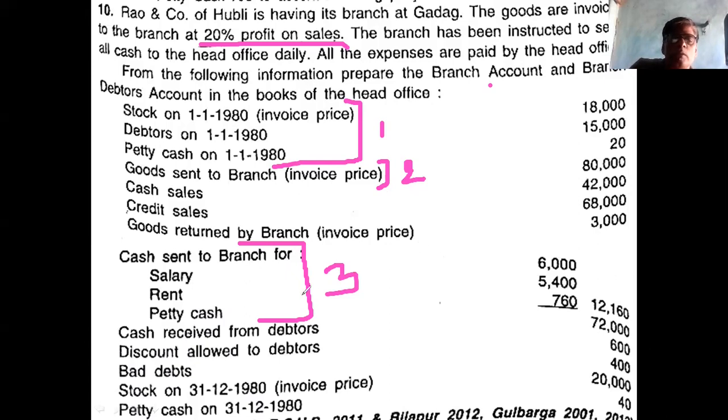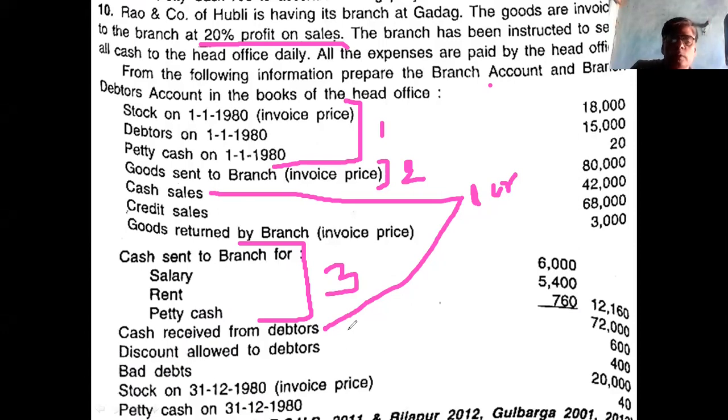Come to the credit side. Credit side first item is by bank. Under by bank, you take cash sale and cash received from debtors. These two are the first item on the credit side.